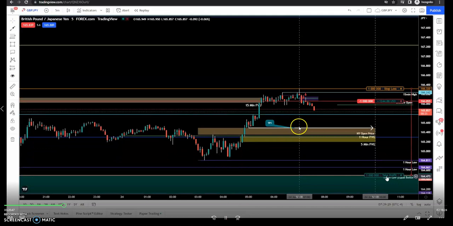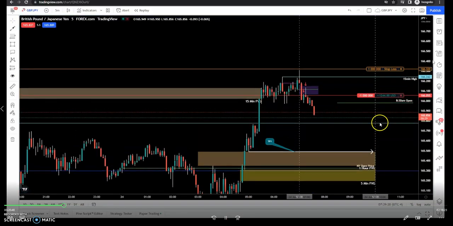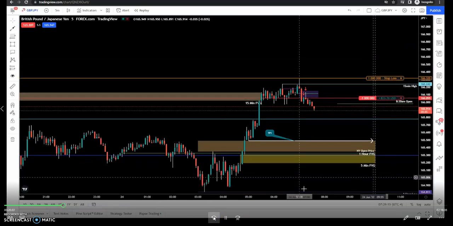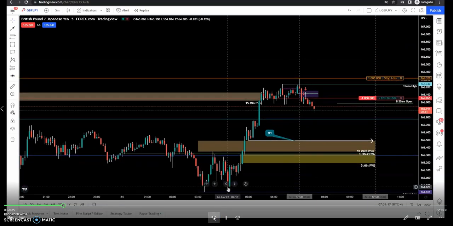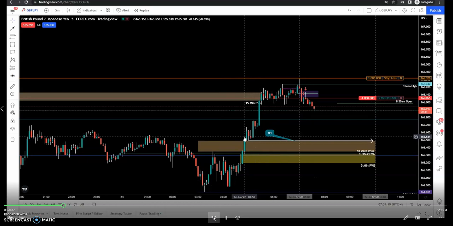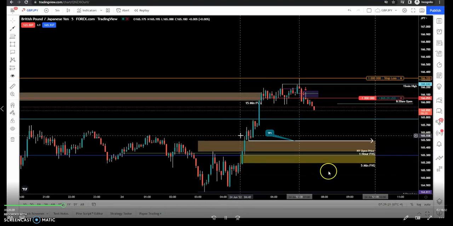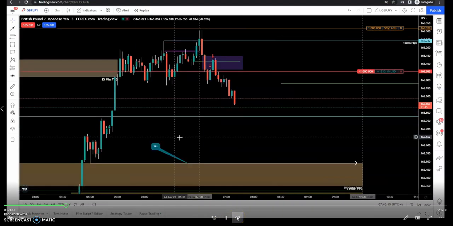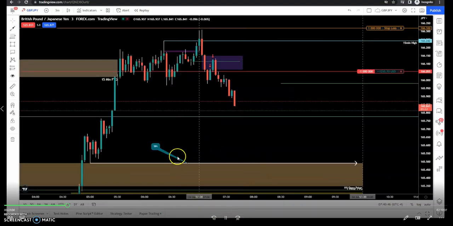TP1 was originally there, and you can see that I was overzealous or quite greedy for my profit in terms of the close. So I actually had the close way at the bottom, and this was supposed to be TP1.